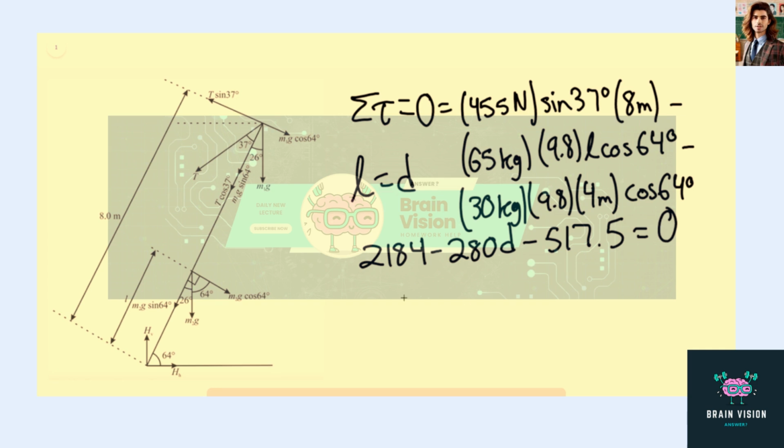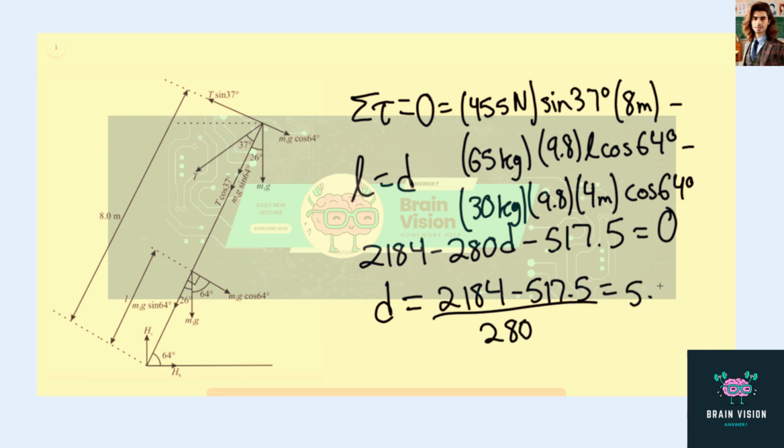So we can say that D is going to be equal to 2,184 minus 517.5 divided by 280. And this equals 5.95 meters. And again, this is evaluated from the hinge point. So it'll be 5.95 meters from the hinge point. So this would be your answer for part A.